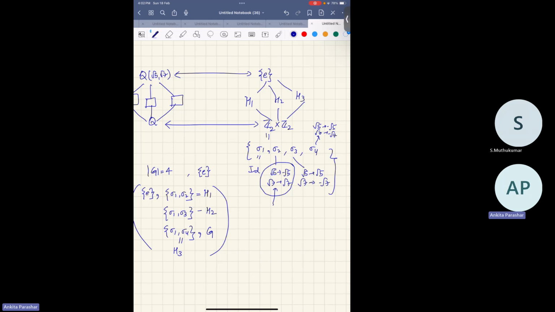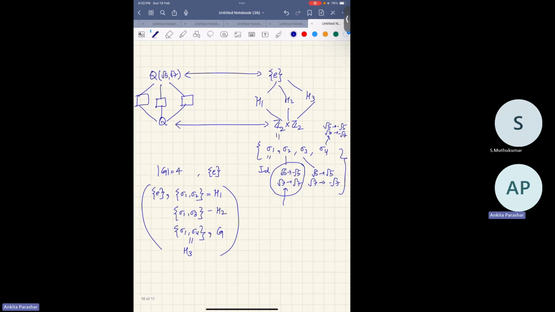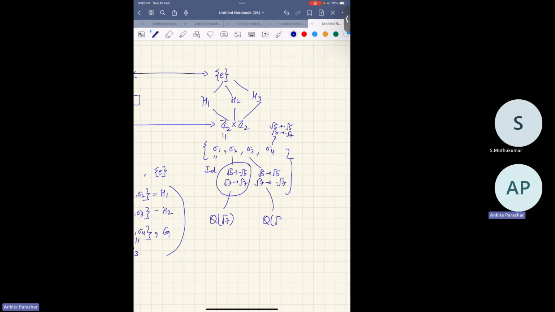Okay, I think I'll try to write up the basis now. So, Q of root 5, Q of root 7, Q of root 5 into root 7. Oh, you have computed. Good. So this will fix root 7, so it is Q root 7. The fixed field will be this. For this, the fixed field will be Q root 5.